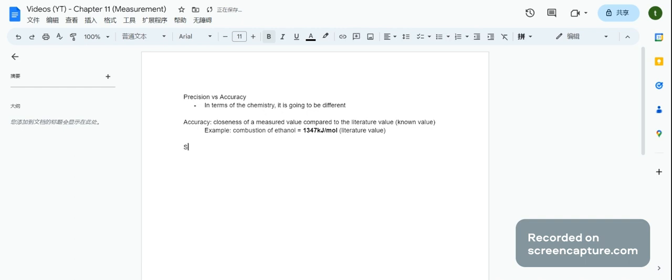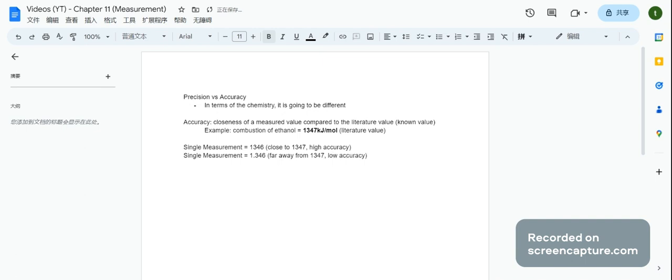Assume that we perform an experiment and we obtain a value of this. Since 1346 is close to 1347, therefore it has a high accuracy. However, if I obtain a value of this that is quite far away from 1347, therefore it has low accuracy.